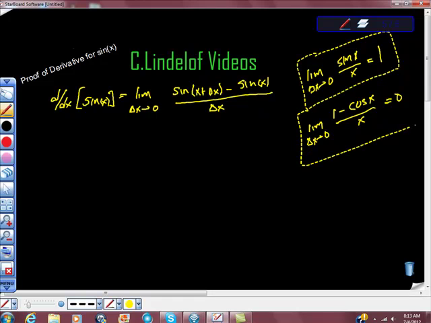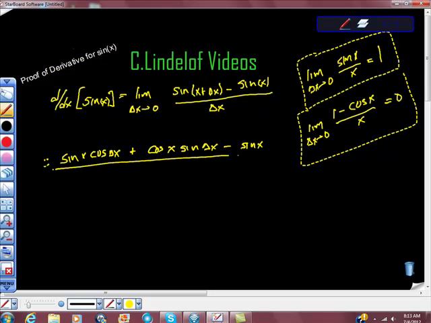So we're supposed to know that special limit also. Kind of what we're going to do here is add 0 and multiply by 1, if you will. This is where we start to get a little bit tricky. We're going to take our sine x here, cosine change in x, plus cosine x sine change in x, minus sine x, all over change in x.